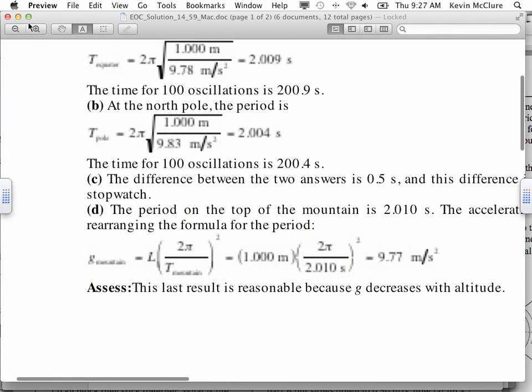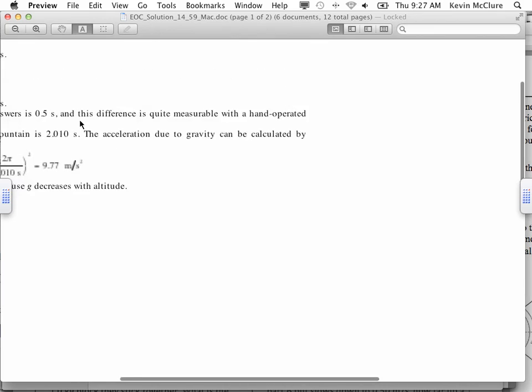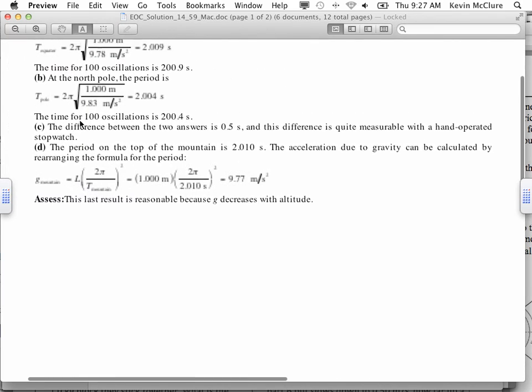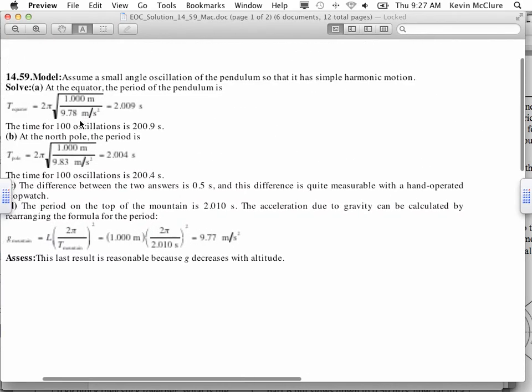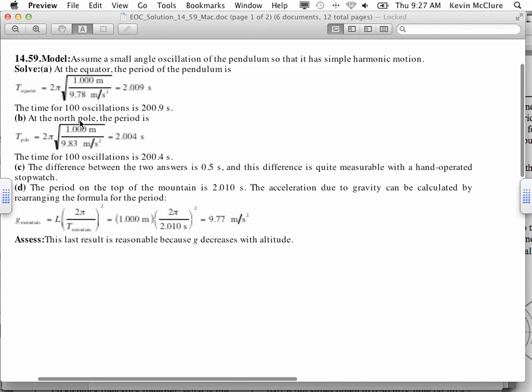Might be a little too big. Okay, so for 59, it says, okay, so how long do the oscillations take at the equator? How long do the oscillations take at the North Pole? I guess I'll just do a big combination of both of these things.